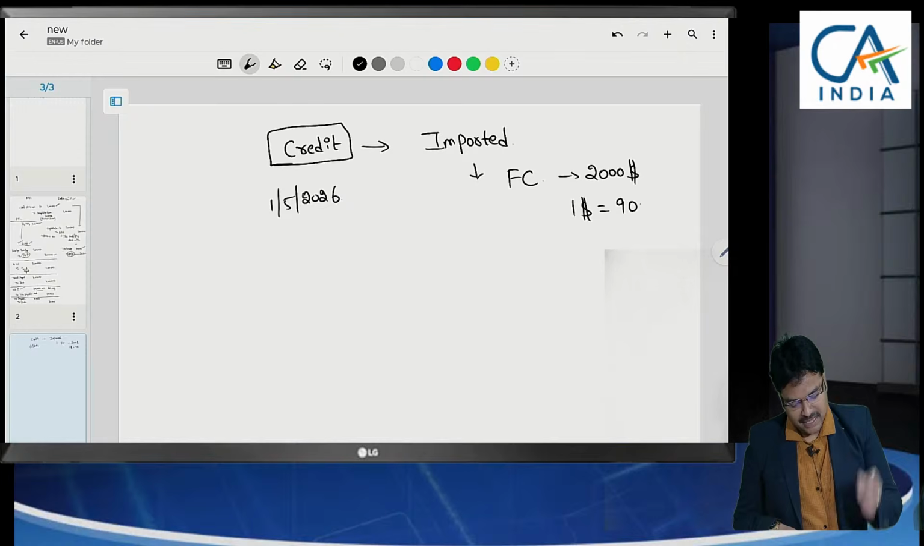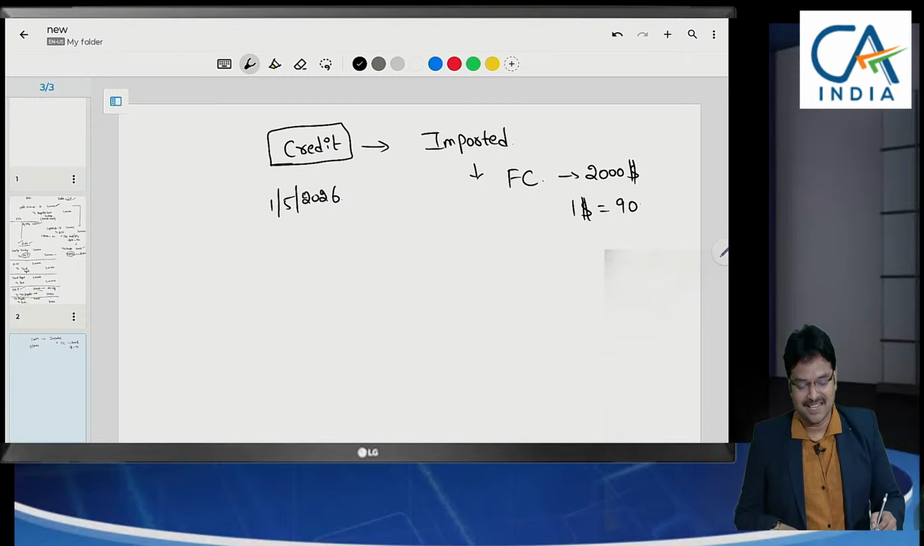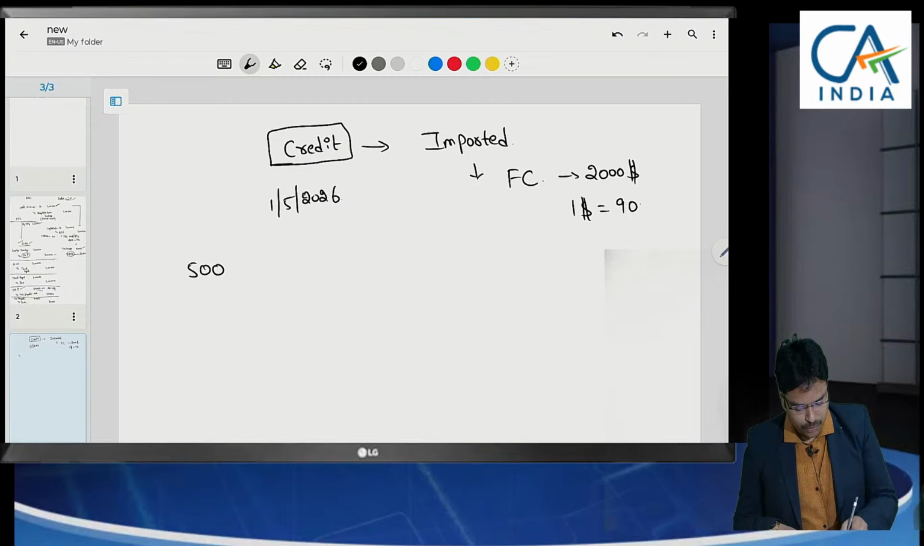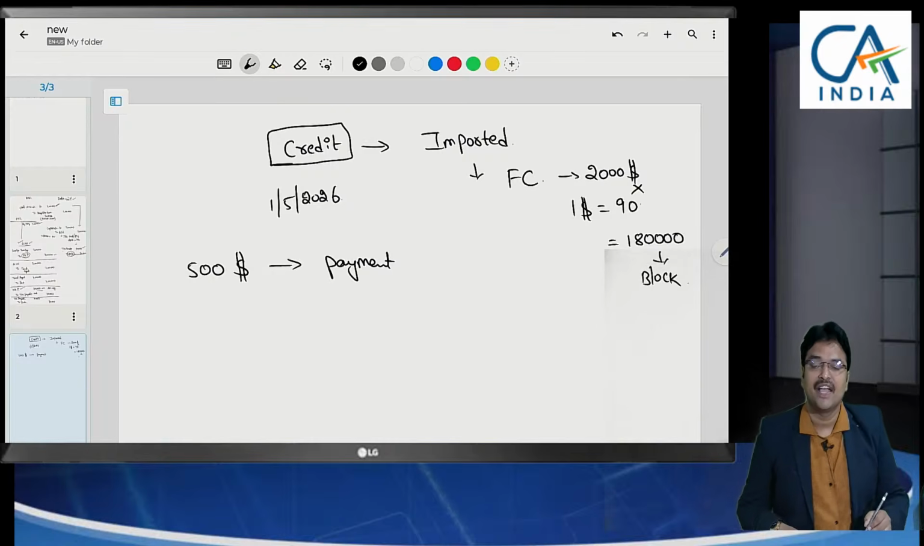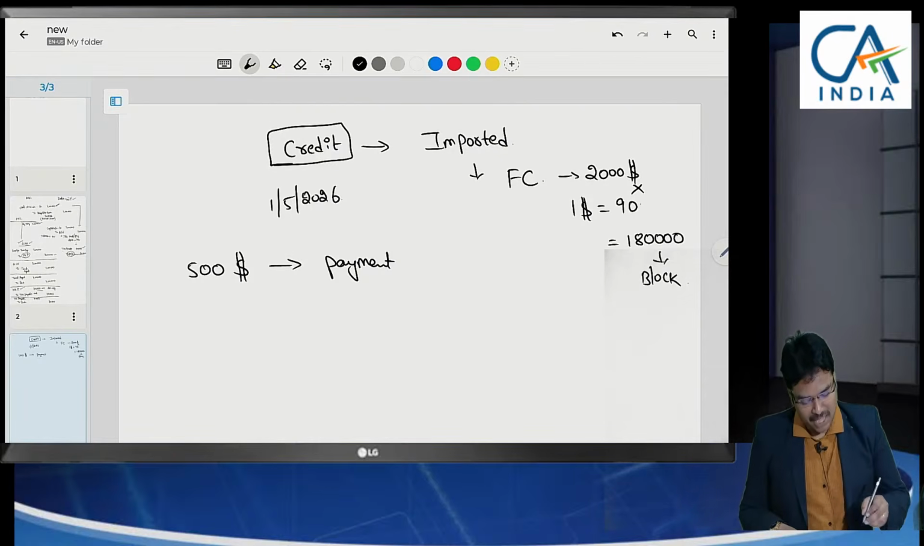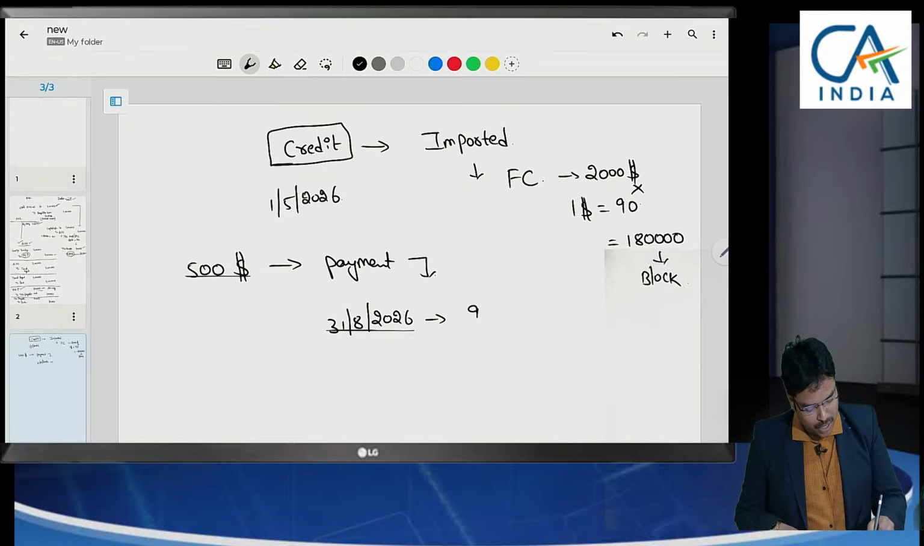But still I was due to him. There is a credit. How much credit is still due? $500 is still due. Initially 2000 into 90, 1,80,000 has been capitalized, added to the block. Now they have given me a 3 months credit period, so I made payment on 31st August 2026. The balance $500 I paid on this day, but on the date of payment the dollar rate is 95, let us assume.